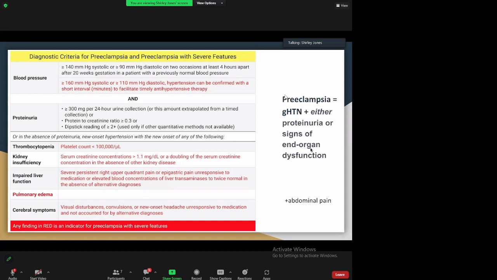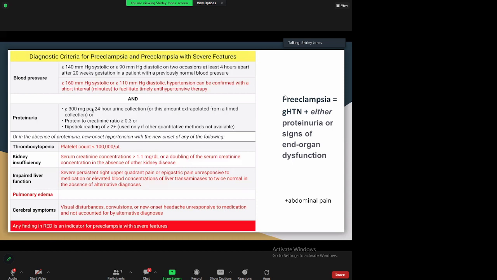So these are all your criteria, and in red, you see the criteria for severe features of preeclampsia. So again, blood pressure is elevated or it's severely elevated, plus proteinuria. So you have to get a urinalysis on these patients. You can theoretically get a 24-hour urine collection, which I don't think any of us will do, but we can also do a protein to creatinine ratio, and the cutoff is 0.3. And then we can also do a urine dipstick. And if it shows more than 2+ protein, that's abnormal.